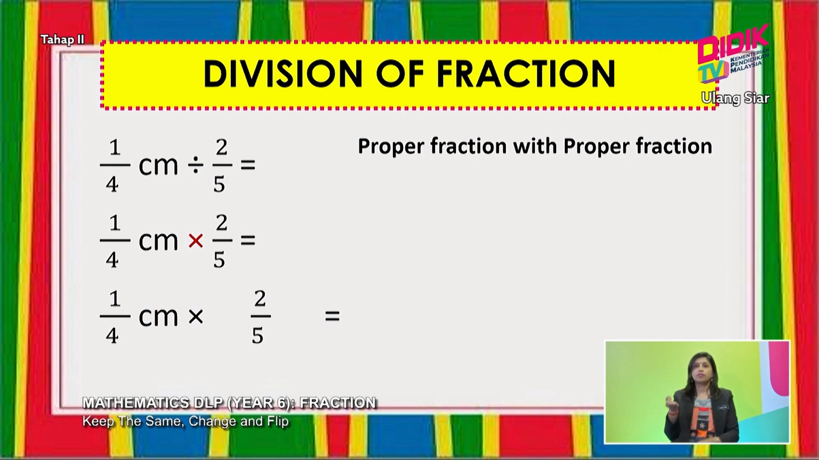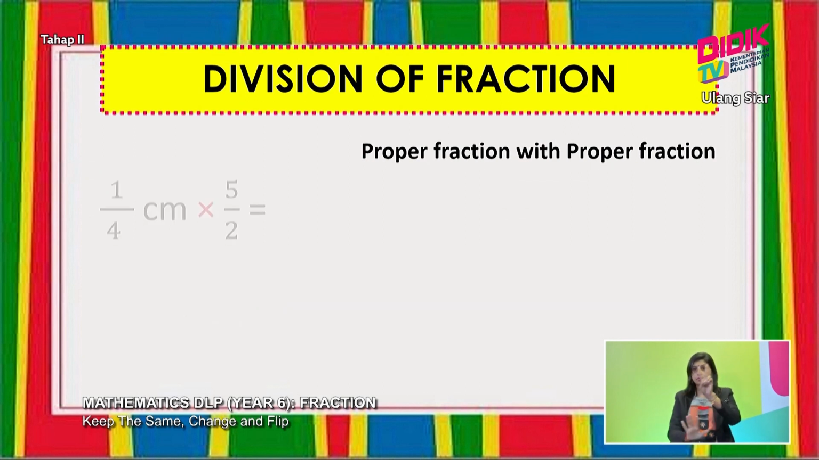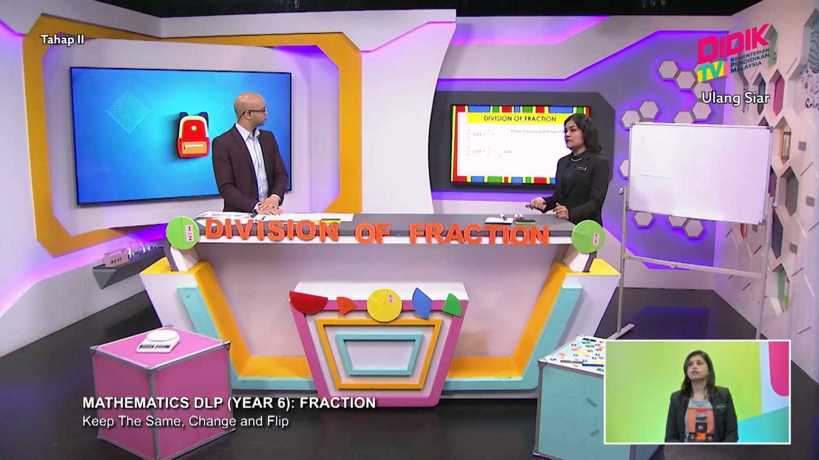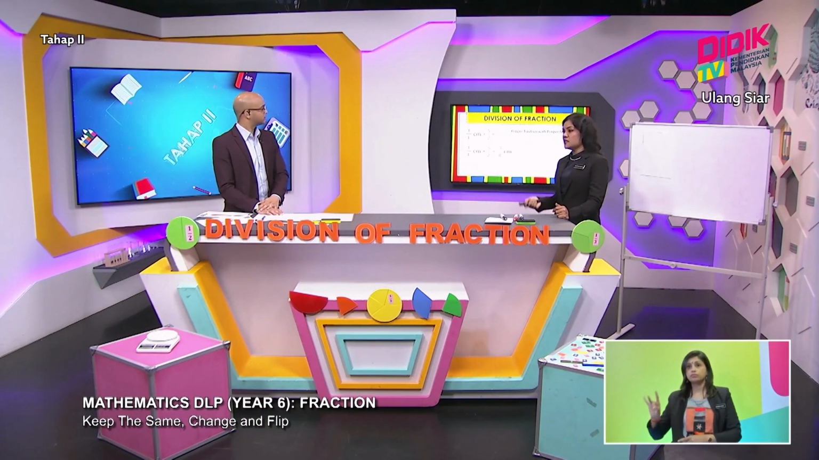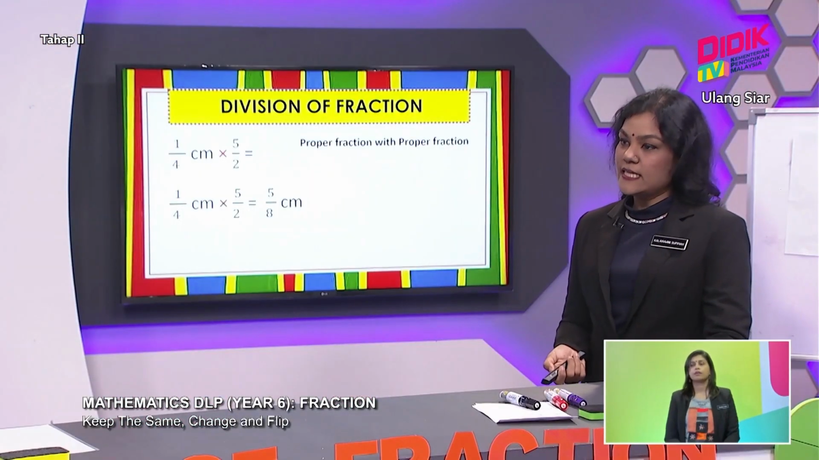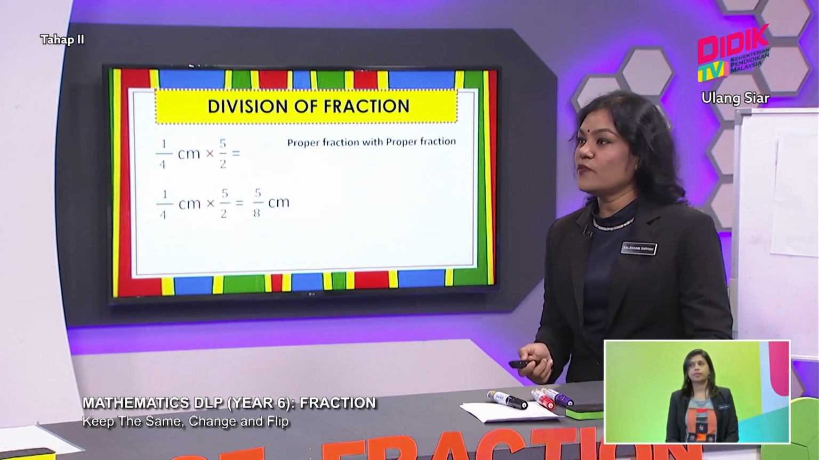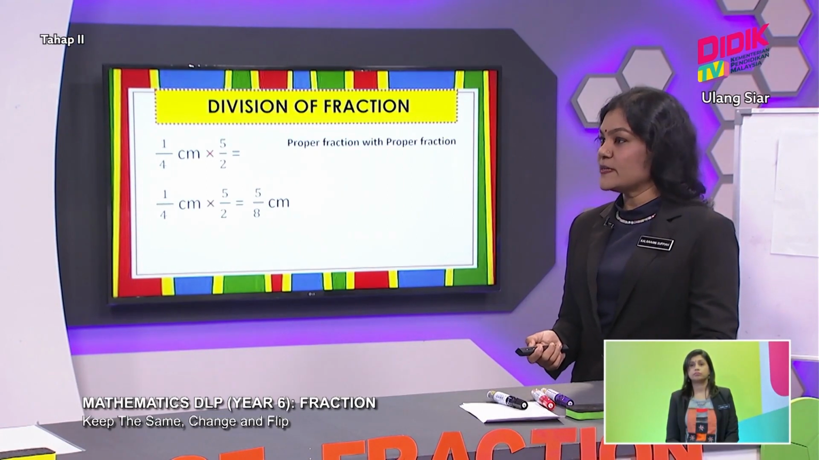And then the second fraction, we have to flip. What's the meaning of flip? We inverse the divisor. Here the divisor is 2 over 5, so we inverse it. Can you see that? We flip it. What does it become? 1 over 4 cm times 5 over 2. Then as usual we do the calculation. We multiply numerator with numerator and denominator with denominator. So the answer is 5 over 8, which is in the simplest form. 5 over 8 centimeter. You must state the unit together.